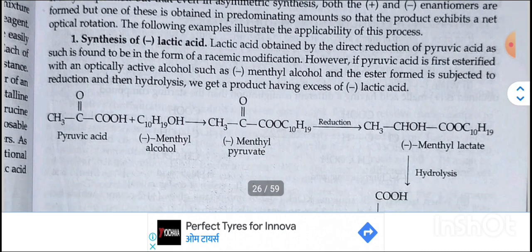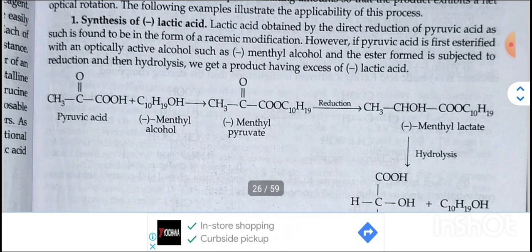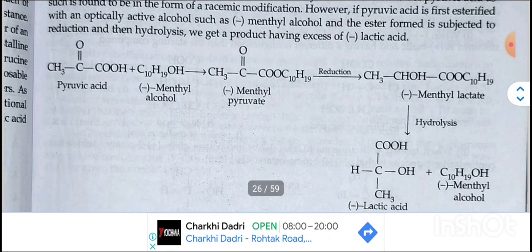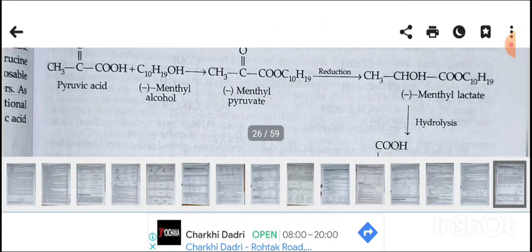Synthesis of negative lactic acid. Lactic acid obtained by direct reduction of pyruvic acid is found to be in the form of a racemic modification. However, if pyruvic acid is first esterified with an optically active alcohol such as negative menthyl alcohol, and the ester formed is subjected to reduction and then hydrolysis, we get a product having an excess of negative lactic acid.